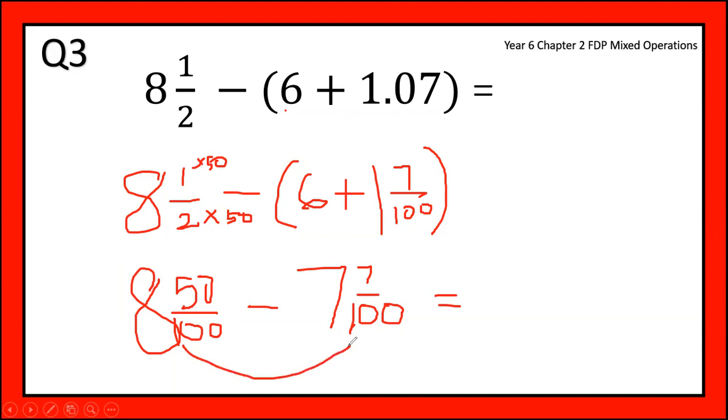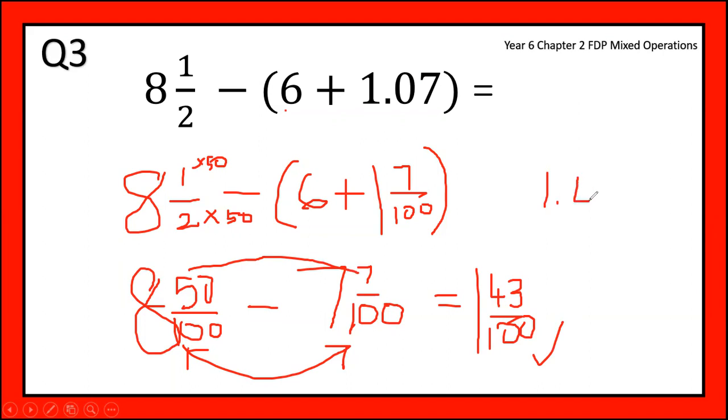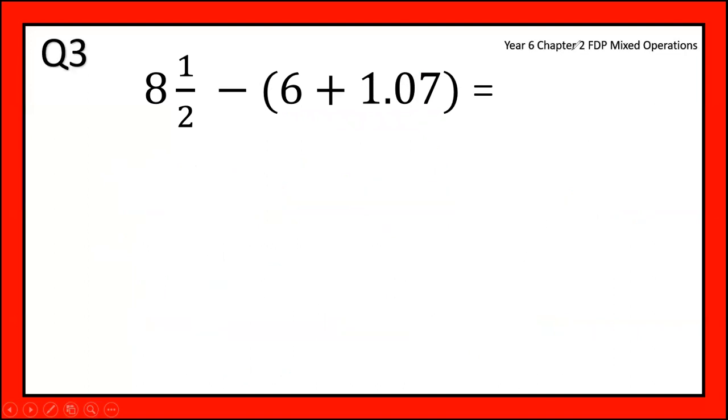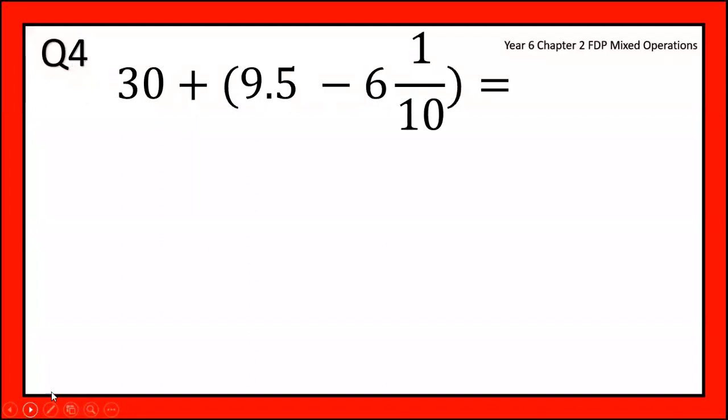Since the denominator is the same, we can just do the subtraction for the numerator. So 8 minus 7, it's 1. 50 minus 7, it's 43 over 100. So this is your answer as a fraction. As a decimal it is 1.43. Okay, done. Let's clear this and move on to question number 4.